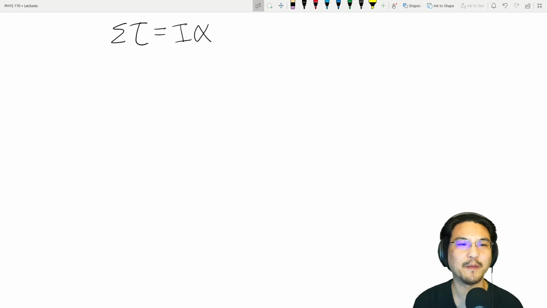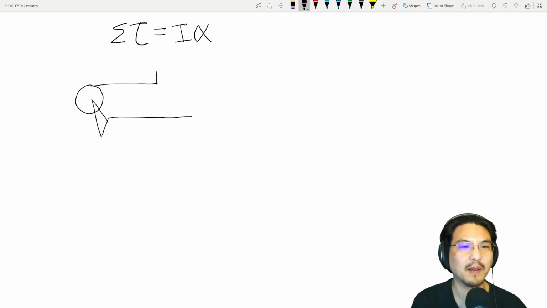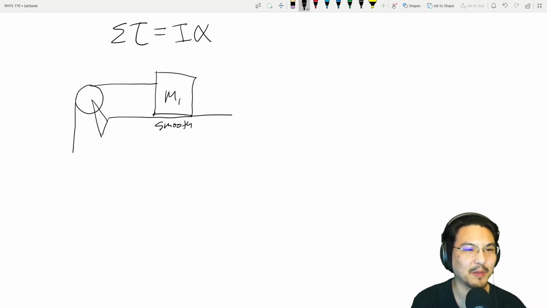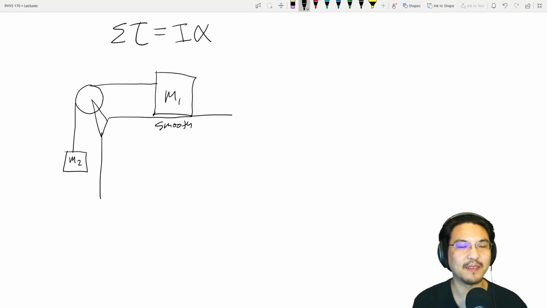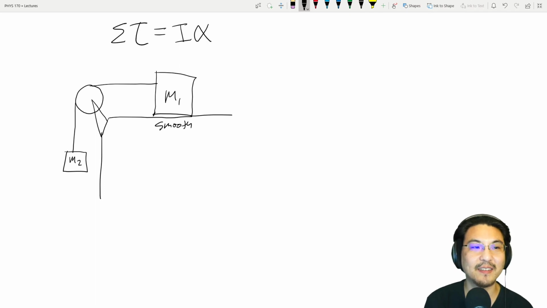So let's say we have an Atwood's machine system. There's a pulley connected to a block over here. I'll call it of mass M1. Let's say this is smooth. And then on this side, there's another block hanging. And say the pulley, let's model as a disk. So it's a disk of mass M_D, D for disk, and radius R.